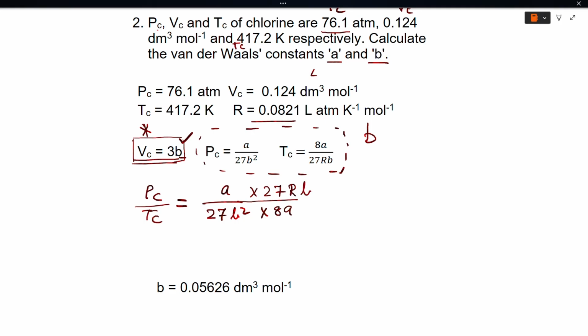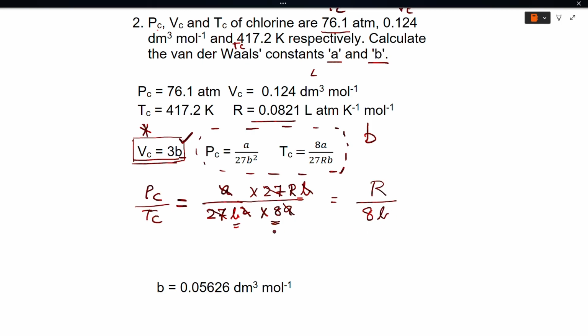Now, we can cancel the common terms. A and A will get cancelled. B goes 1 times in B square, so it becomes B. 27 and 27 get cancelled. So, what is remaining is R, 8, B, R. That is equal to R by 8B. Now, here actually we are supposed to calculate B, so I will make the expression as B.